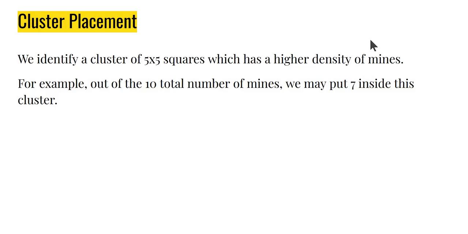So like I said, the whole idea is that we are going to identify a 5 cross 5 cluster of squares. Now 5 is just a number. Depending on the size of your grid, you might choose some other dimensions for this. But let's say 5 cross 5 squares, which has, for example, 7 mines. Now again, this is just your choice. You can also change this, depending on the game that you're doing, but to get the idea.